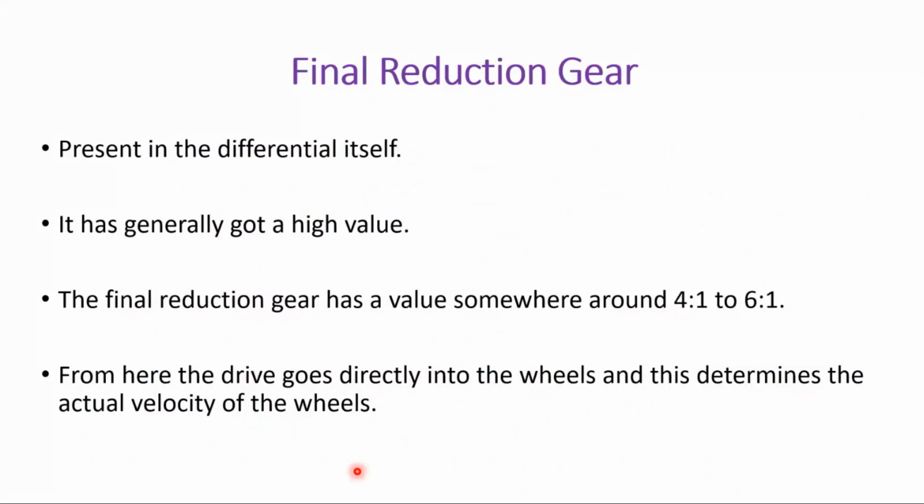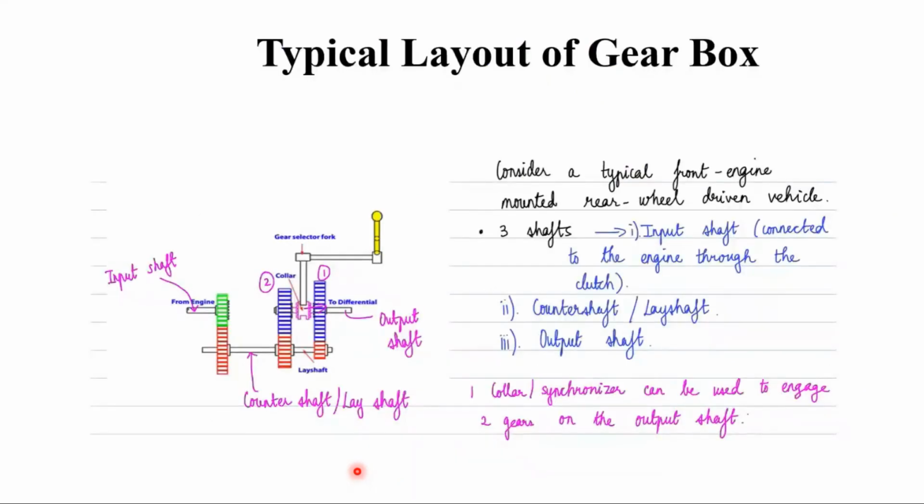You also have different gears: spur gear, helical gear, double helical gear, and worm gear. We are going to see those as well, the different types of gears we have. You also have the final reduction gear, which is present in the differential. It also has a high value, between 4.4:1 to 6:1. From here, the drive goes directly to the wheel, and it determines the actual velocity of the wheel.